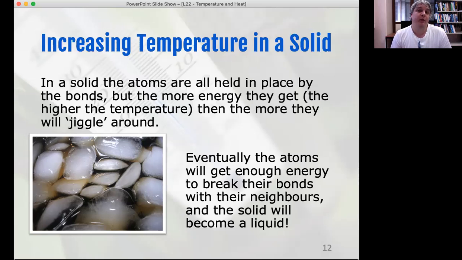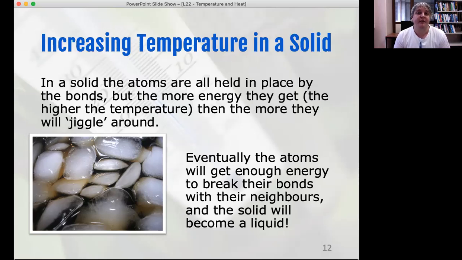The same thing will happen with the atoms in a solid. If it gets too much energy, pulls too hard on that bond, it can actually break the bond. And when the atoms break their bonds, that's when they become a liquid. They're now no longer held in that one exact place. They're free to move around between all the other atoms, and we have a liquid.